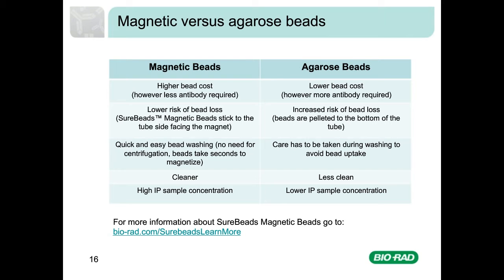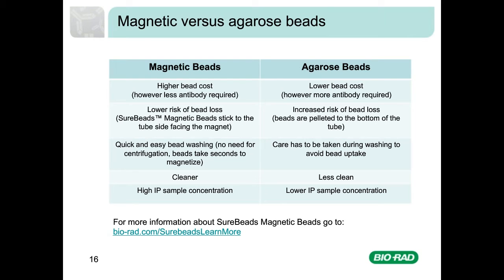In addition to convenience, IPs performed with magnetic beads may generally result in cleaner IPs. Magnetic beads may therefore be a more appropriate solution for those of you who aim to identify novel protein-protein interactions. For these types of studies, the IP needs to be as clean as possible, and it's essential to avoid non-specific binding. For more information about Bio-Rad Sure Beads magnetic beads, and for an overview of the benefits of Sure Beads compared to agarose beads, please go to our Sure Beads webpage.